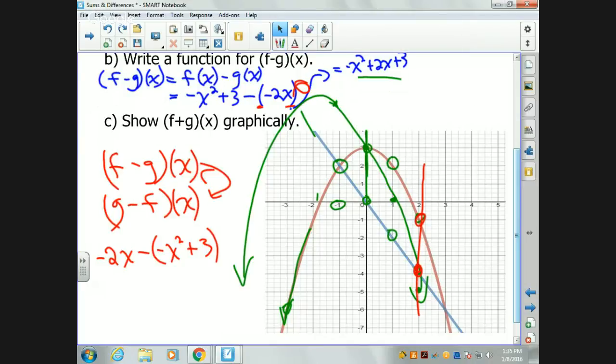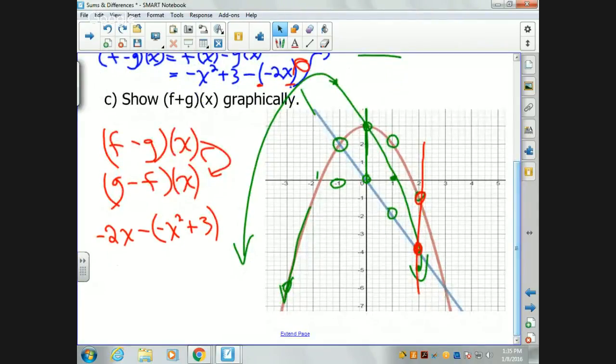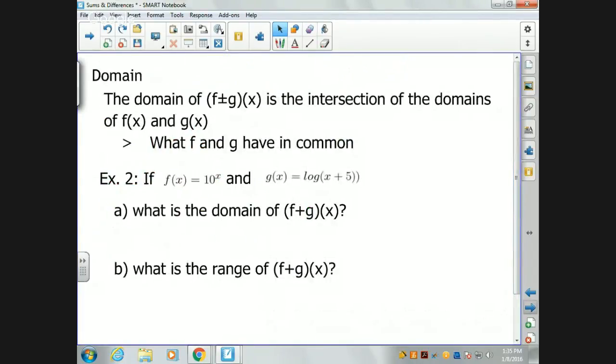Any questions about how to do that? So we've looked at it algebraically, we've looked at it graphically, we've talked about the table a little bit. The only other thing that you need to know for adding and subtracting these things is about the domain and the range. Not so much the range, but the domain.